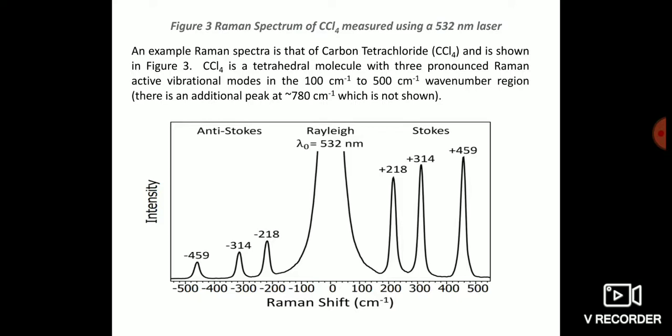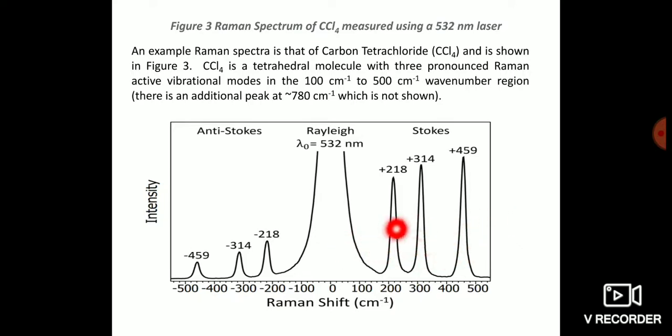Here you can see the diagram which shows the Raman spectrum of CCl4, carbon tetrachloride, measured using a 532 nanometer laser. This is an example of a Raman spectrum in the case of carbon tetrachloride. Here you can see that this is a tetrahedral molecule with 3 pronounced Raman active vibrational modes in the region of 100 to 500 centimeter minus 1, right?